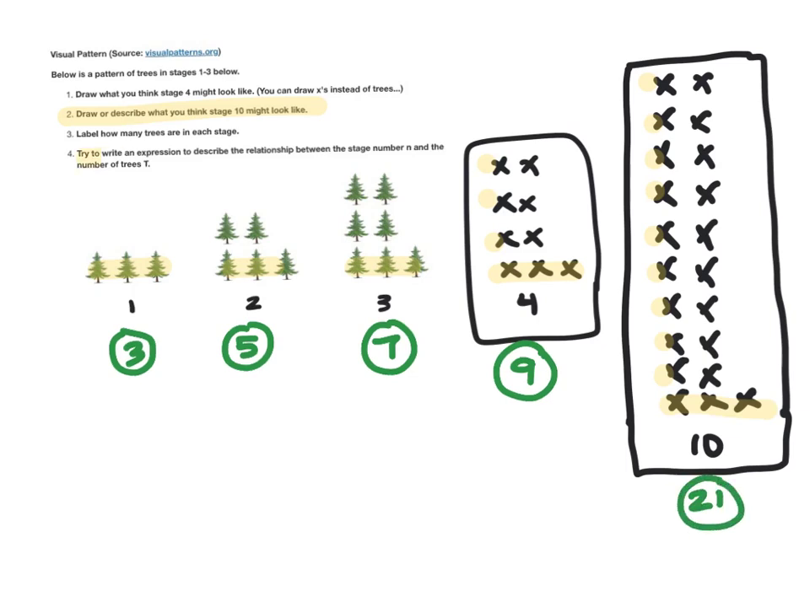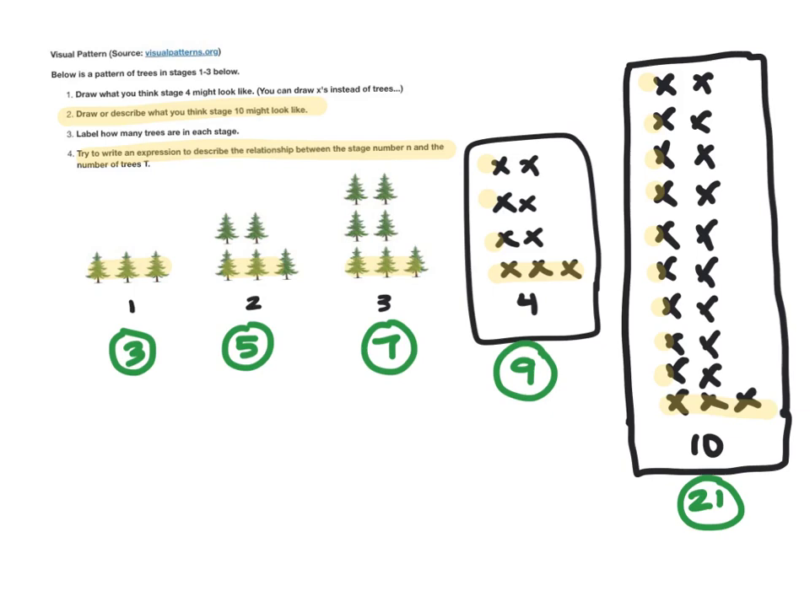Last but not least, number 4 says try to write an expression to describe the relationship between the stage number n and the number of trees t. So this was confusing for some of you, and that's okay. It makes me happy if you put a little bit of thought into it instead of just right away saying, I don't know how to do it.